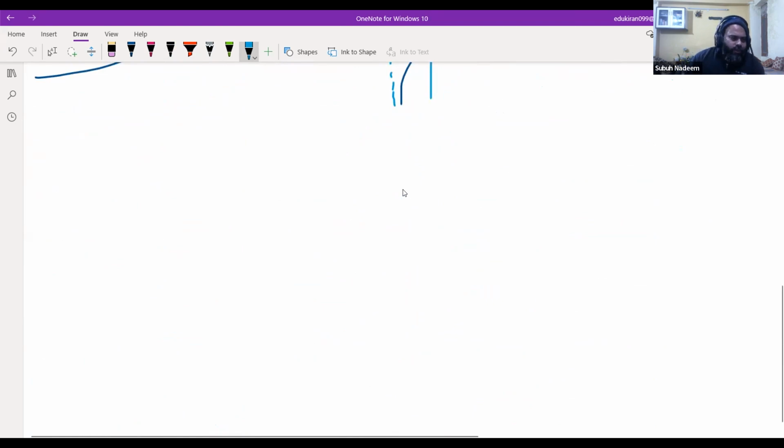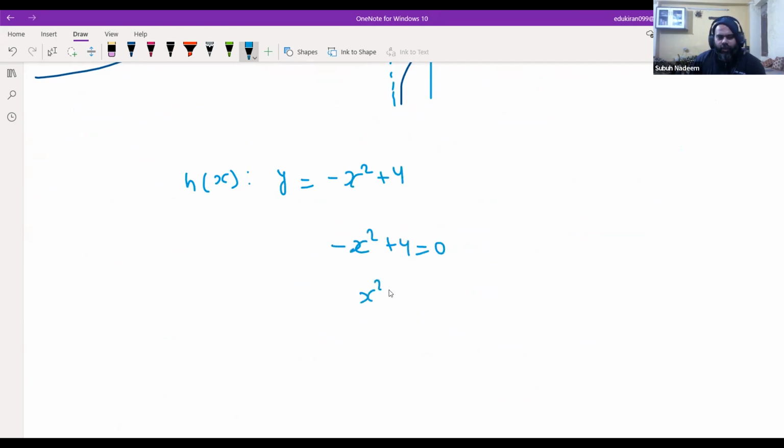Can we move further? Yes, sir. Another graph they took is h(x), that is y equal to minus x square plus 4. Here also what we do, we first equate it to 0 and see that x square is coming out to be 4. So x is equal to plus minus 2.